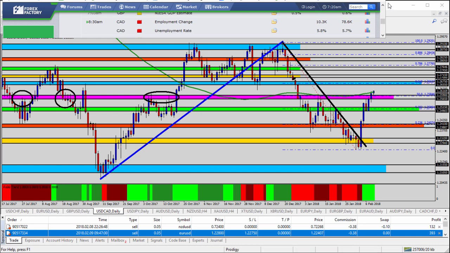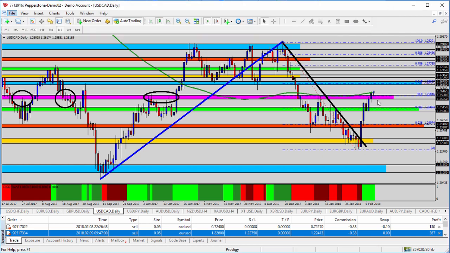Again, technically speaking, let's turn the news off for a moment. Technically speaking, we are pushing through resistance. So in a normal situation without the news, we would expect, hey, we're now looking to buy this above 1.2590, targeting 1.2655 or higher, which is, of course, the blue shaded area.